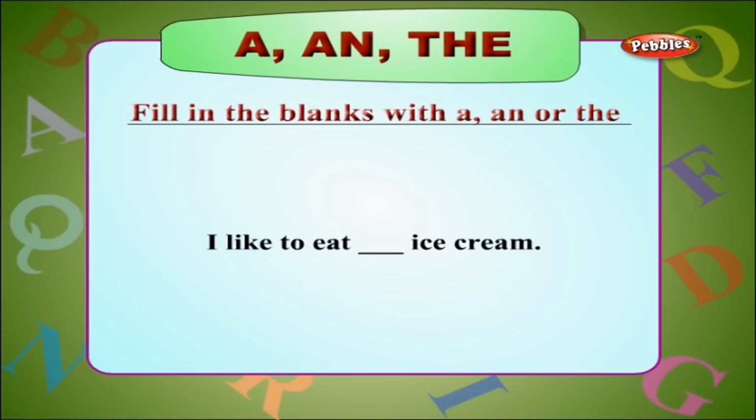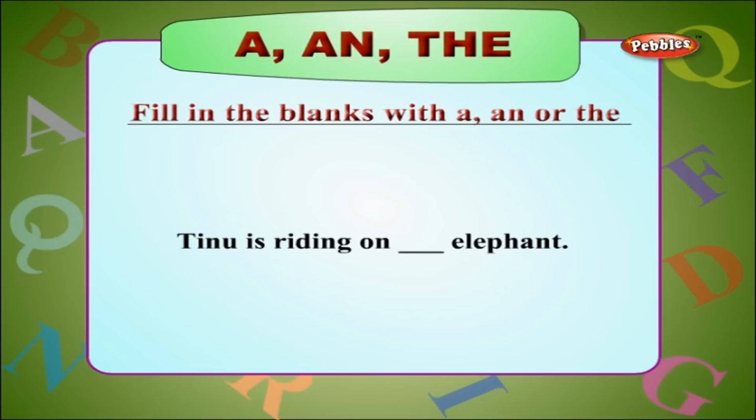I like to eat dash ice cream. Here we should use an. I like to eat an ice cream. Dash earth is round. Here we should use the. The earth is round. Tino is riding on dash elephant. Here we should use an. Tino is riding on an elephant.